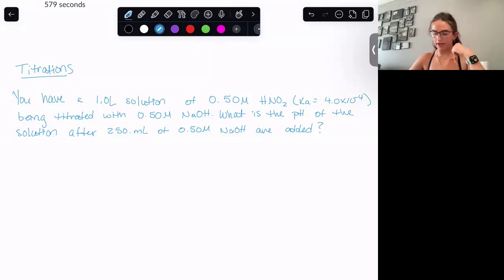Alrighty, so let's look at this question here. We have a 1 liter solution of 0.5 molar HNO2, which has a Ka of 4.0 times 10 to the negative 4. It's being titrated with 0.5 molar NaOH, and we want to know what is the pH of the solution after 250 milliliters of 0.50 molar NaOH have been added.